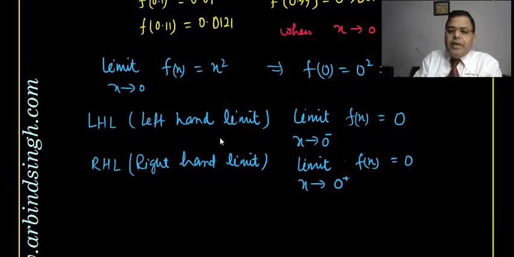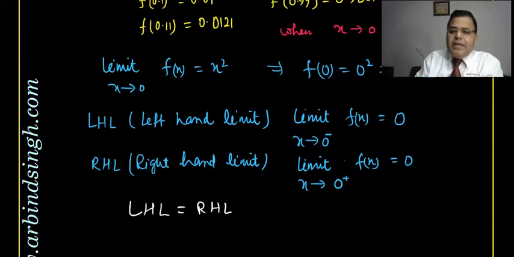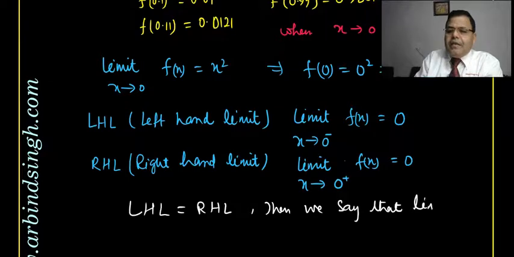So when the RHL and LHL exist for a certain value, and the left hand limit and right hand limit are equal, then we say that the limit exists.